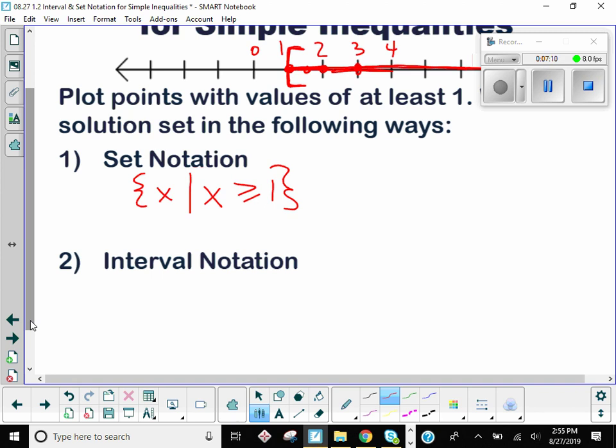So if you were reading this out loud, you would say something like this. The set of all X such that, you say the such that part when you get to the bar, X is greater than or equal to 1.